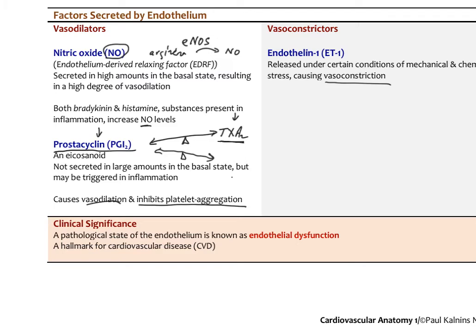The clinical significance of endothelium is that we can have a pathological state known as endothelial dysfunction, which I'll discuss. And this is a hallmark for a lot of different cardiovascular disease, especially what we call atherosclerotic cardiovascular disease, ASCVD. We'll look in detail at what that is, but we think one of the pieces of the pie in terms of pathophysiology of ASCVD is endothelial dysfunction.